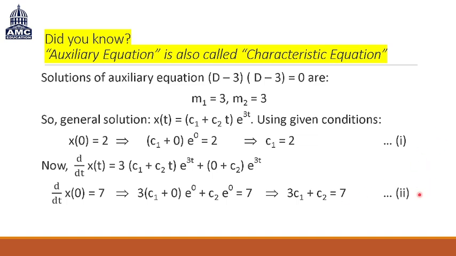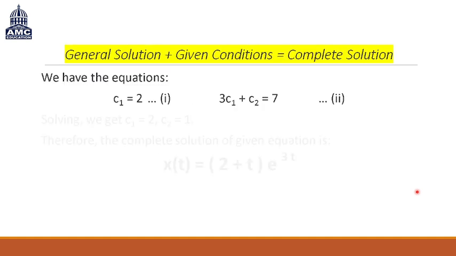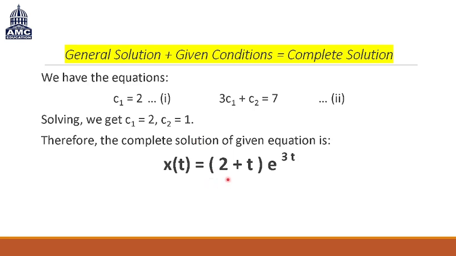So we substitute that in the next equation, and then we get c1 equal to 2 and c2 equal to 1, right? Okay, now since we have got the values of c1 and c2, we can write down the complete solution as (2 + t) e^(3t). Here 2 is c1 and t is c2 t, multiplied by e power 3t, and that gives us, my friends, the solution to the given equation.